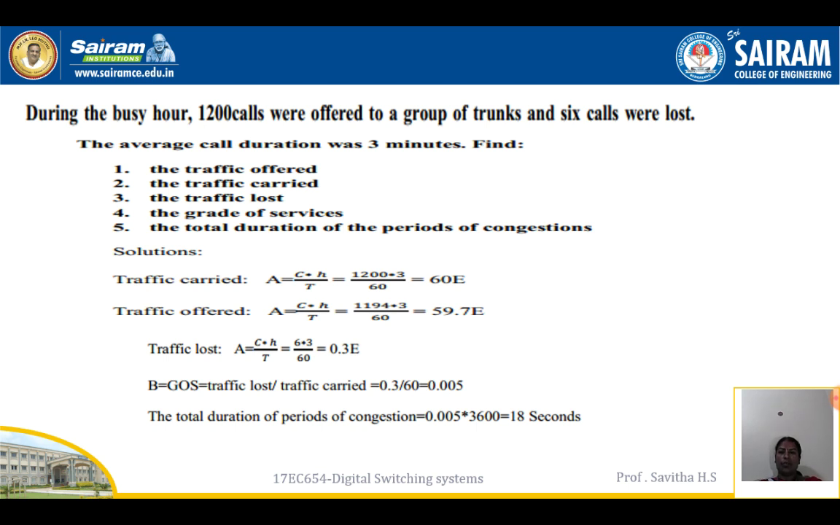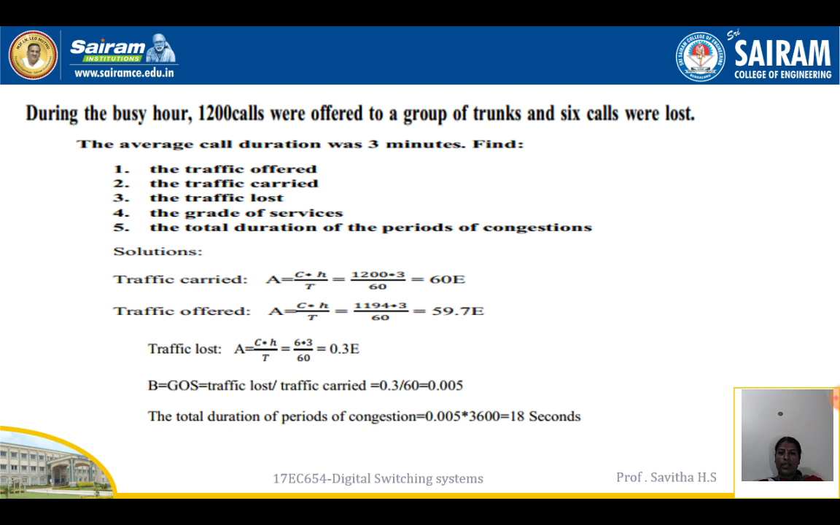Example, we can take one problem. During the busy hour, 1200 calls were offered to a group of trunks and 6 calls were lost. The average call duration was 3 minutes. Find traffic offered, traffic carried, traffic lost, grade of service, and the total duration of the period of congestion.